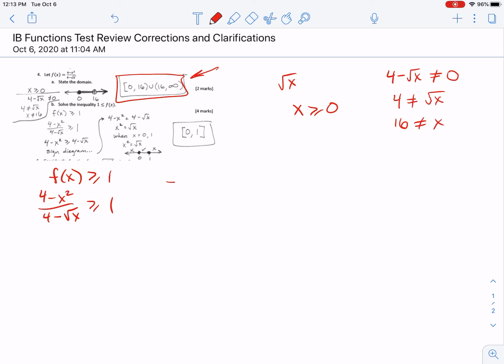So what I need to consider is, can it equal 0? Okay, hang on, my bad. Let me finish this up. I said I was going to just ignore the inequality. So 4 minus x squared equals 4 minus the square root of x. I subtract 4 from both sides, they're gone. Divide by negative 1, it's gone. This would tell me that x squared is equal to the square root of x.